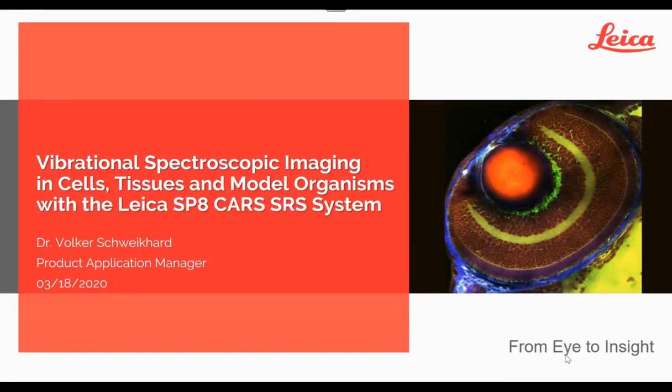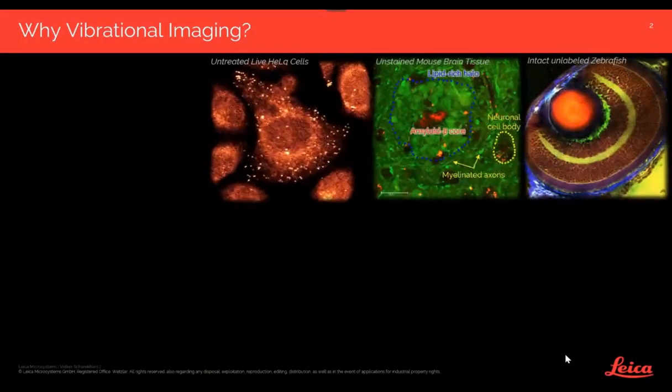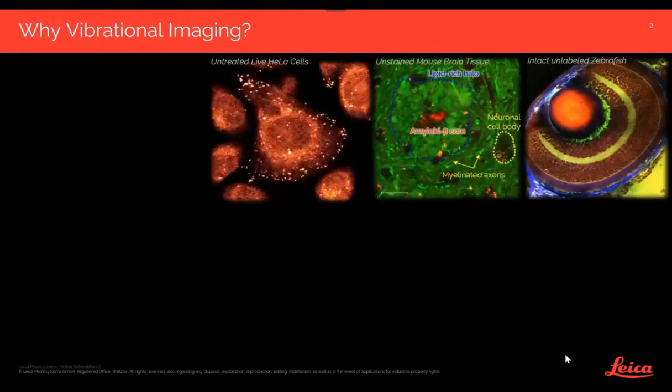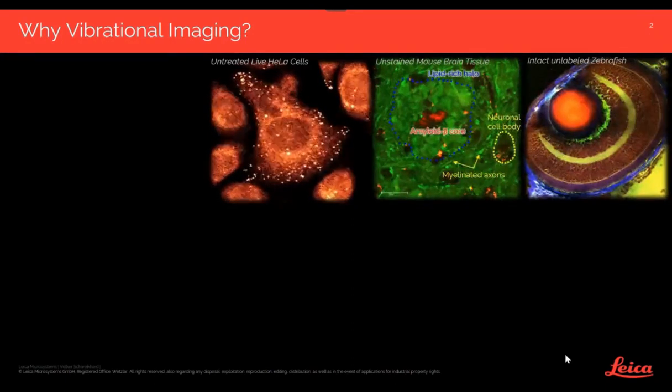Hello, everyone. Welcome to this webinar on vibrational spectroscopic imaging in cells, tissues, and model organisms using the Leica SP8 CARS SRS system. So I want to give you right at the outset my motivation why one would be interested in using vibrational imaging. So what you see here are 3 examples of images taken with vibrational imaging.